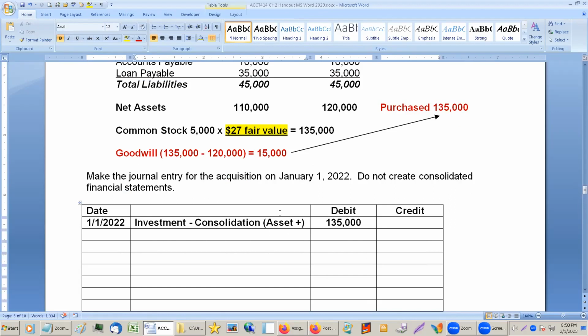Now, stock's kind of wacky. I really wish they wouldn't do it this way, but they do. We'll have common stock. It's an equity account, going up. And we put common stock on at par value. So we have 5,000 shares times 5, which would be 25K.